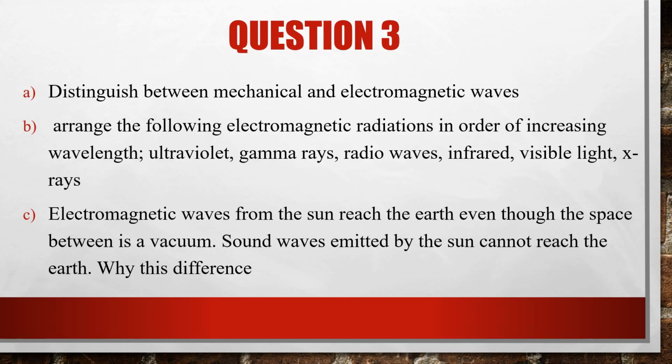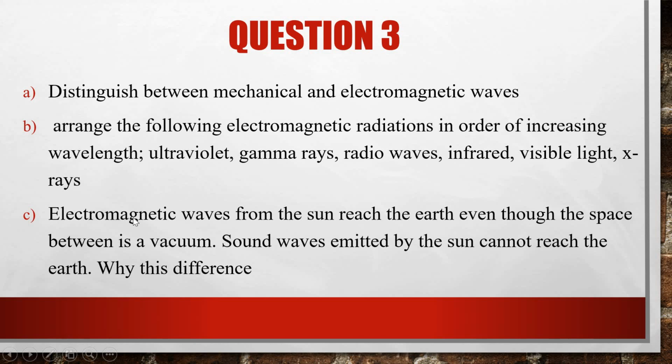So this is question 3. The first question says distinguish between mechanical and electromagnetic waves. And then the next question says arrange the following electromagnetic radiation in order of increasing wavelength: ultraviolet, gamma rays, radio waves, infrared, visible light, and X-rays.